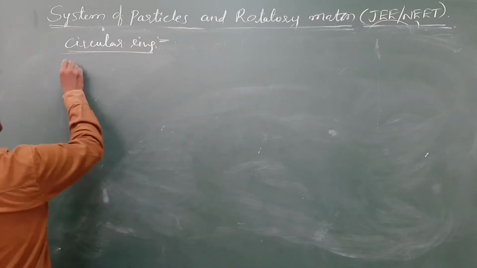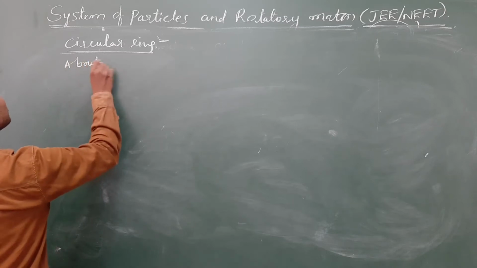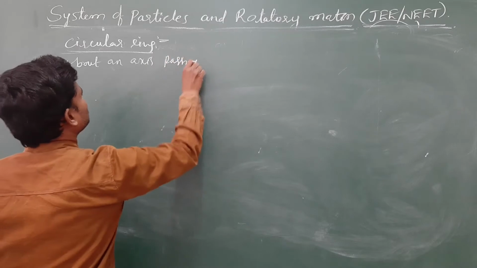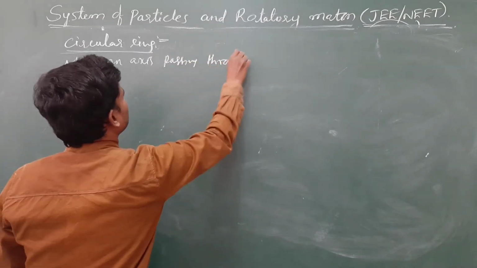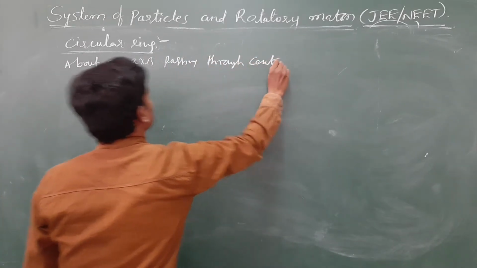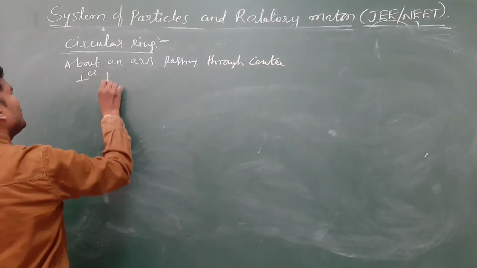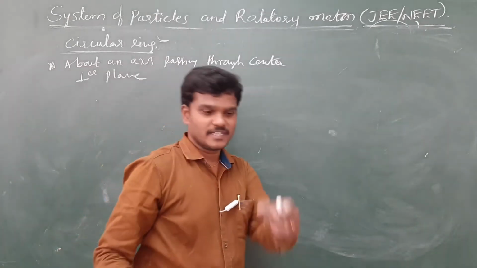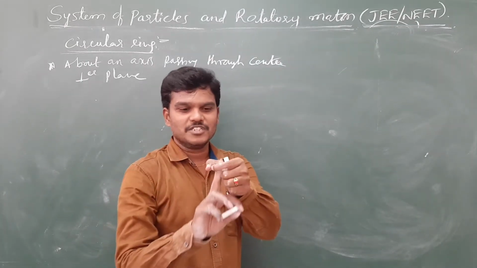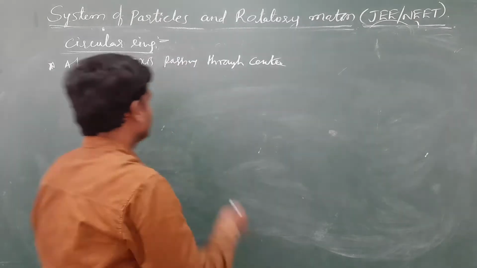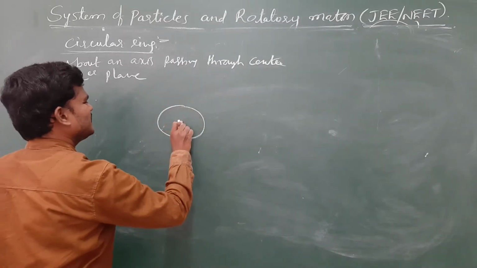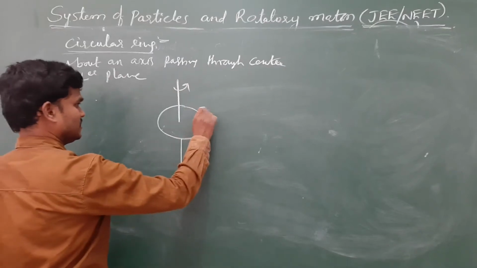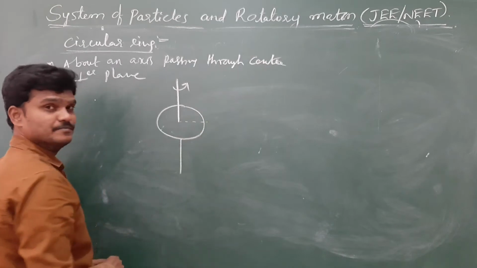So let me find first one, about an axis passing through center, perpendicular to the plane. So take a circular ring and axis passing through center, perpendicular to the plane. So this is the circular ring. And this is the axis whose mass is m. This mass is m and r is the radius.